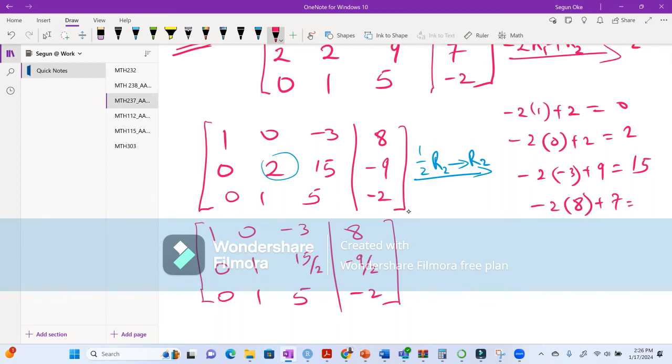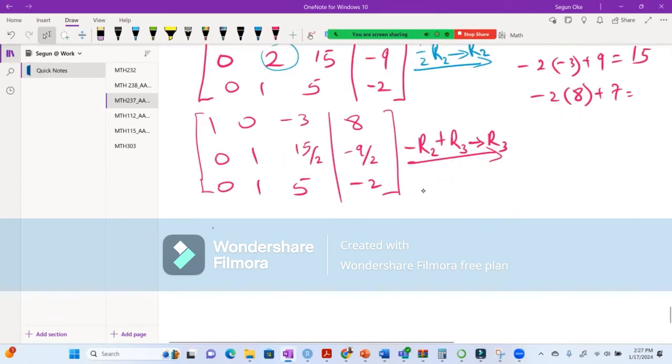So the next thing we need to do is to reduce to form another row 3. How do we do that? Another row 3 will lead us to negative R2 plus R3 will give me R3. So I can proceed from there. Remember, my target here is this gentleman. That's why I said negative R2, because you have to work according to the plan, according to the algorithm we are working on.